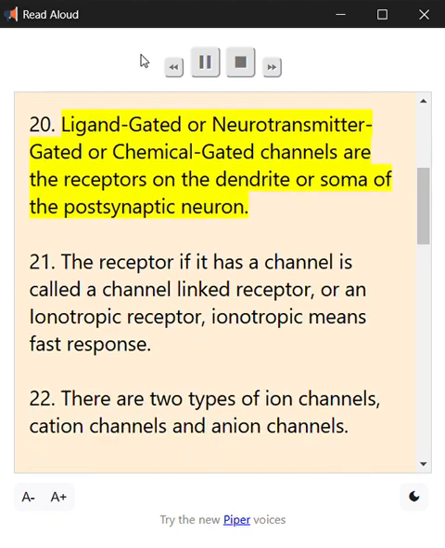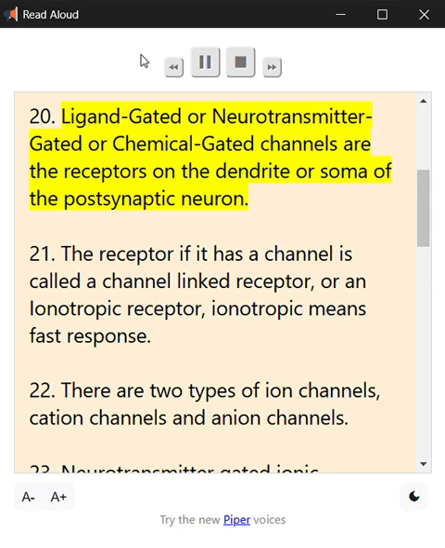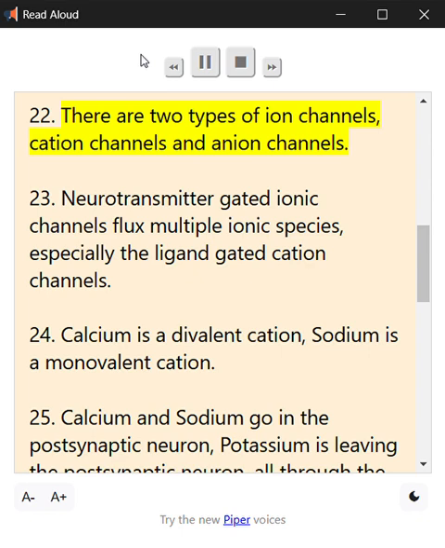20. Ligand-gated or neurotransmitter-gated or chemical-gated channels are the receptors on the dendrite or soma of the postsynaptic neuron. 21. The receptor, if it has a channel, is called a channel-linked receptor, or an ionotropic receptor. Ionotropic means fast response. 22. There are two types of ion channels, cation channels and anion channels. 23. Neurotransmitter-gated ionic channels flux multiple ionic species, especially the ligand-gated cation channels.